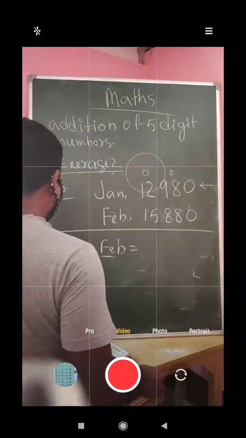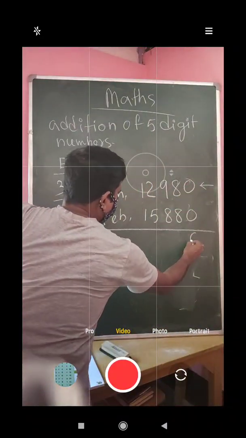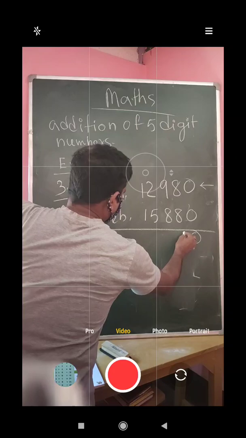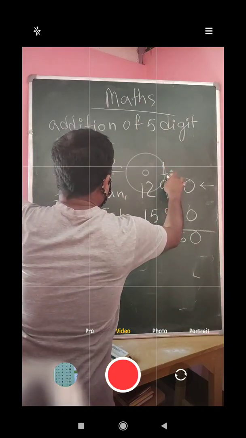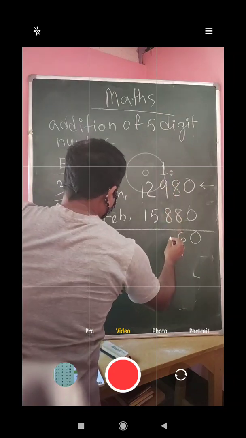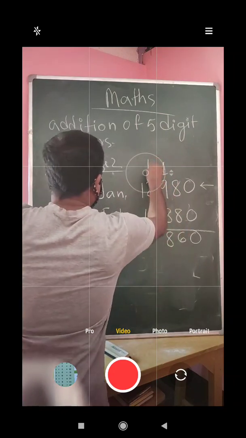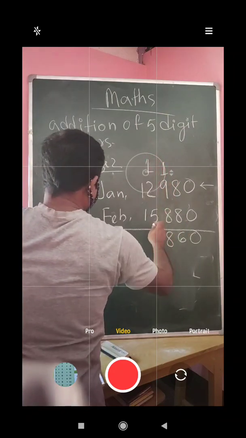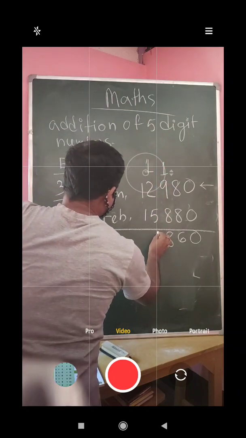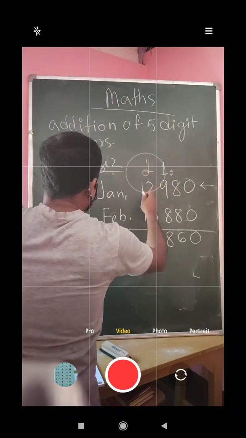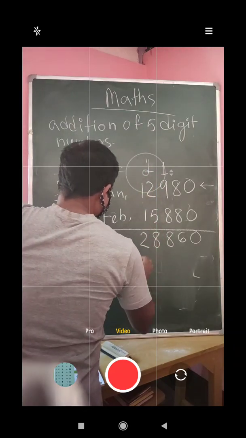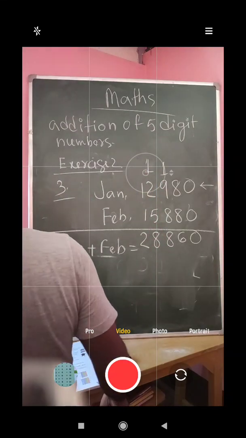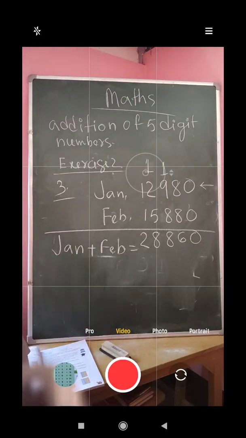So 0 plus 0, it will be 0. 8 plus 8 equals 16. Then 1 will come here. So 9 plus 1 is equals 10. 10 plus 8 is equals 18. 1 will again come here. So 2 plus 1 is equals 3. 3 plus 5 it is 8. Nothing is here to carry, means to put here. So 1 plus 1 is equals 2. So 28860. 28860 is your answer.